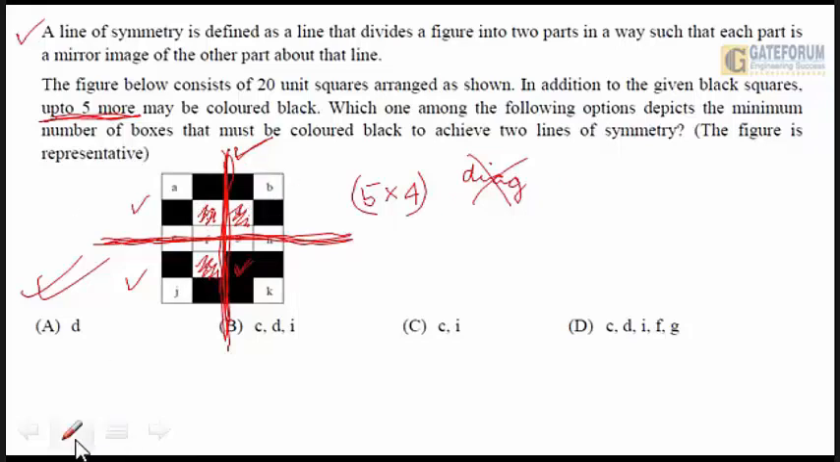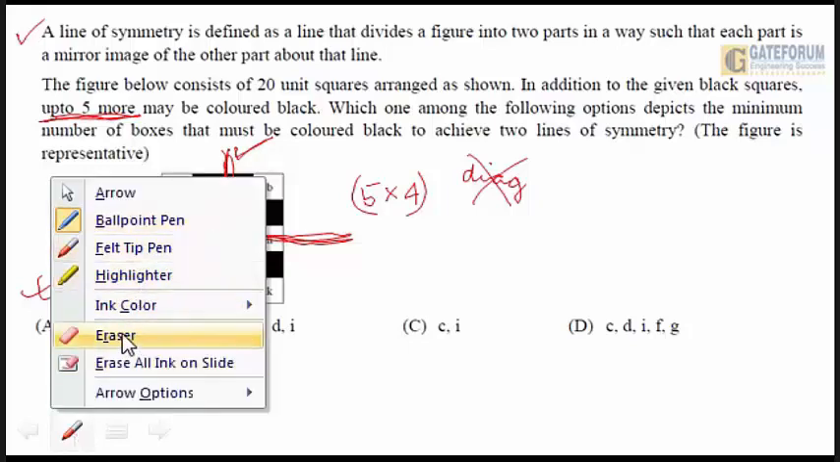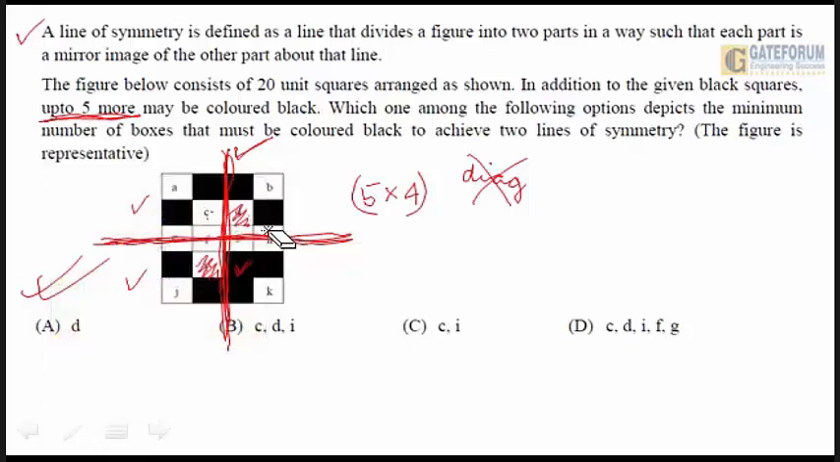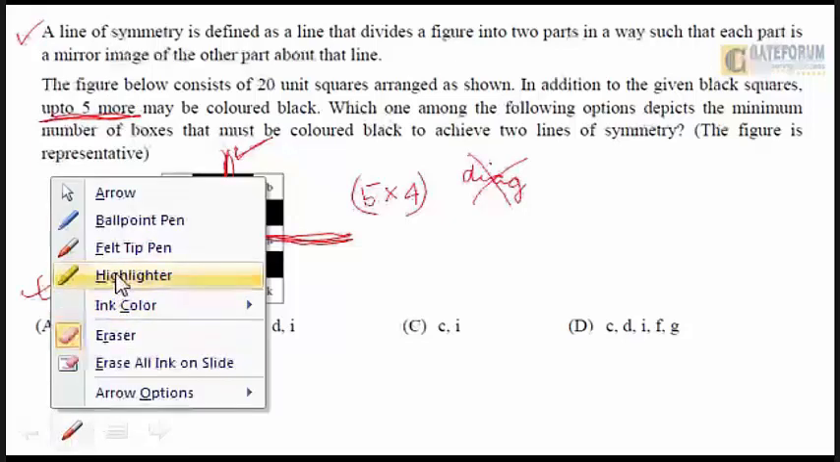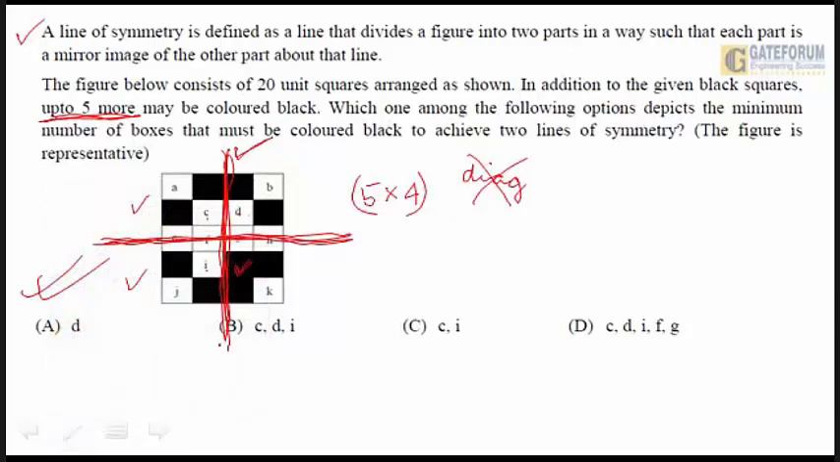Now what are the figures? I can't read it. It is C, D, and this is I. So C, D, and I will be the ones. Any option? Yes, number B. C, D, and I are the squares which must be colored black. Okay. This was pretty simple.